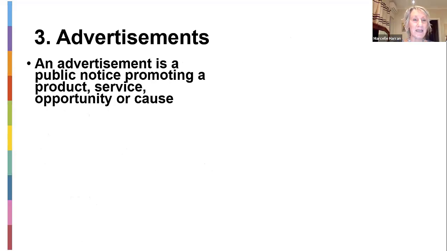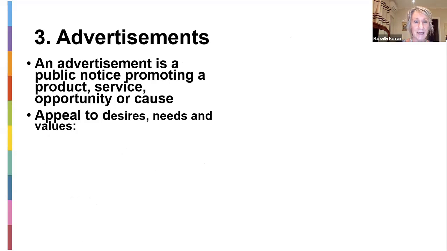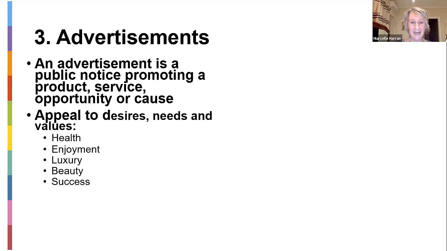An advertisement is a public notice promoting a product, a service, an opportunity, or a cause. Those are things that it does. And it appeals to different desires and needs and values that we have within us. That's why we buy the products. And it could be health, enjoyment, luxury, beauty, success.